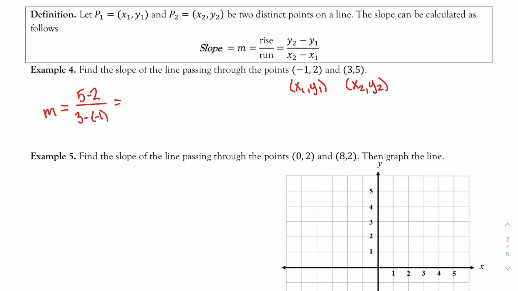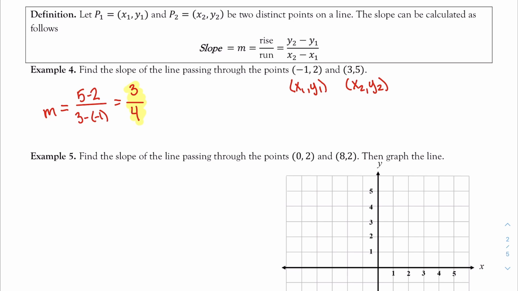Now my job is to clean this up. On the top, 5 minus 2, I get 3. On the bottom, 3 minus negative 1. Well, minus negative 1 becomes a plus 1, giving me 3 plus 1, or just 4. Leaving me with 3/4, which is already simplified all the way, giving me my final answer. So again, if I have 2 points, you can calculate the slope pretty nicely.